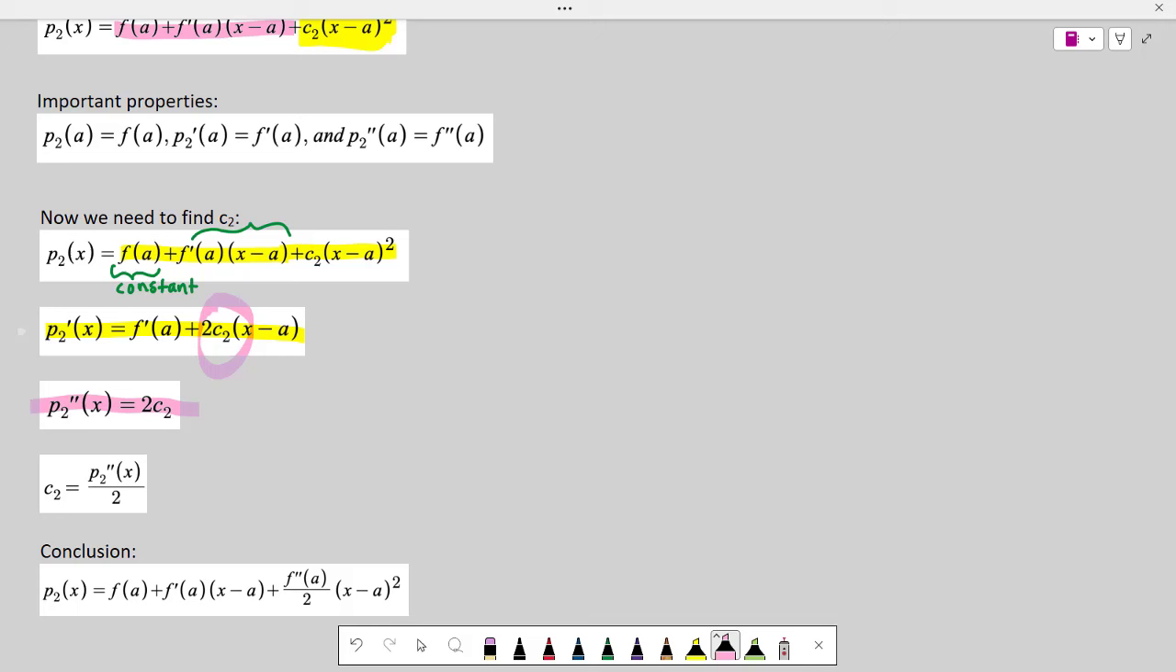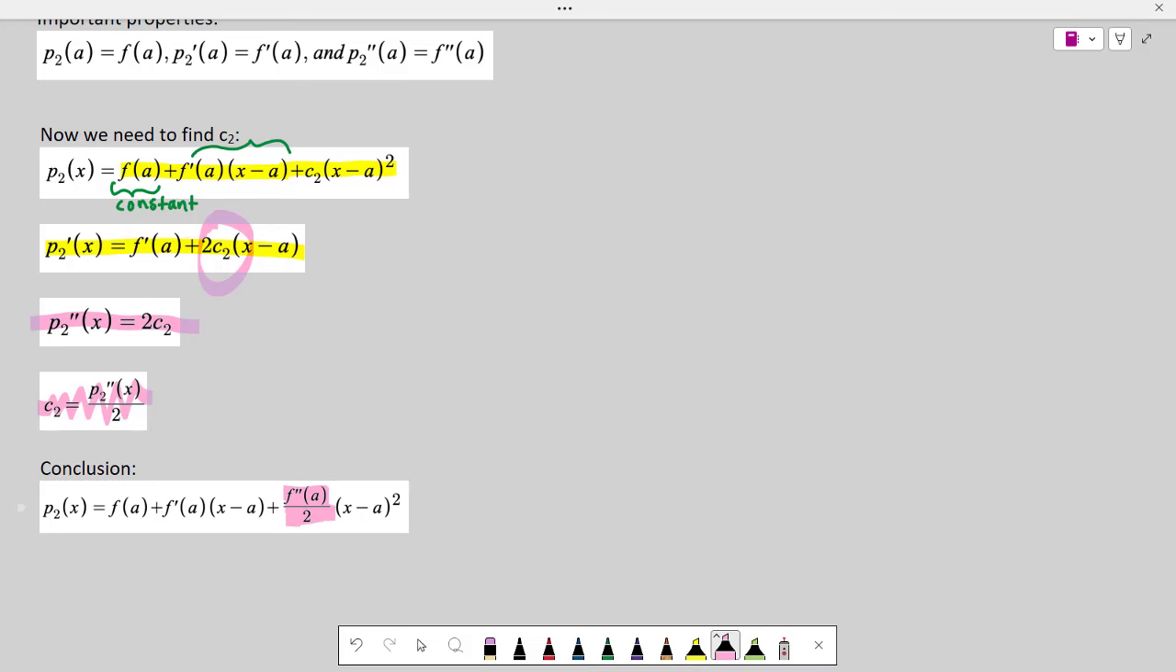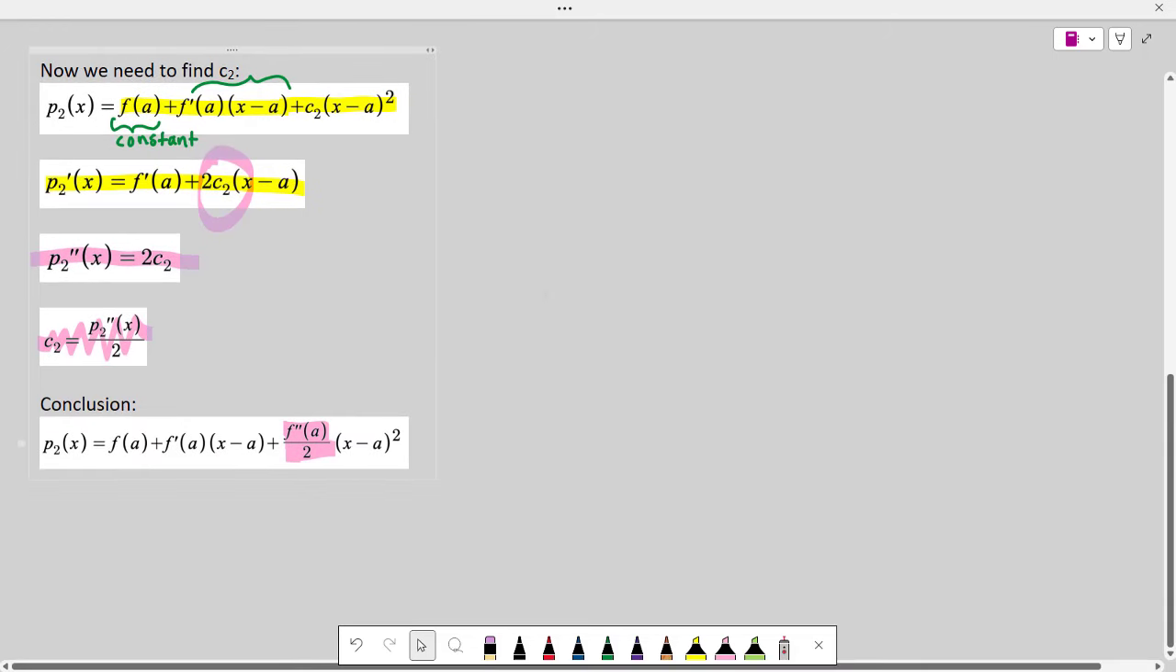Okay? Now we solve this for c2. Divide both sides by 2. We now know that this coefficient is going to be the second derivative of f divided by 2. Because p2 double prime matches f double prime. They're the same. That's how we're building it. We want it to match value, slope, and concavity. Since they match in concavity, we replace the p sub 2 double prime with f double prime. We now know how to build the coefficient of the quadratic term. And you should be seeing a pattern.